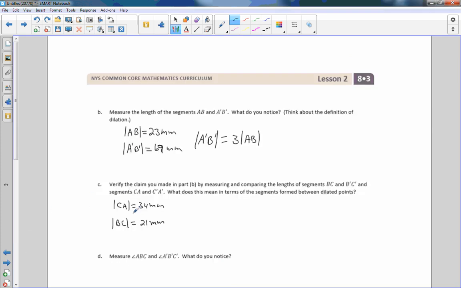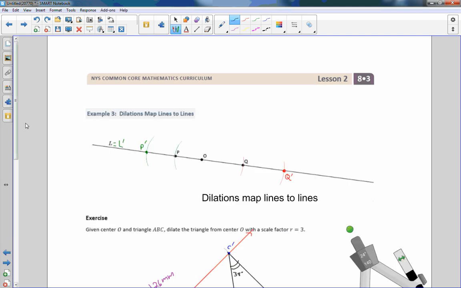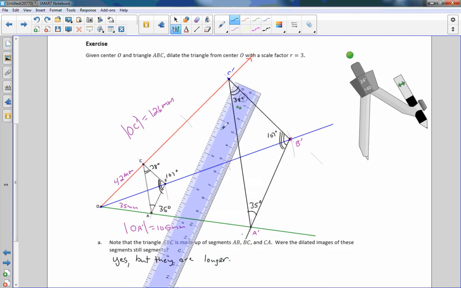Okay, so if we do the same thing for CA and BC, then I should get C prime A prime to be 3 times as long as this, and that should equal 3 times CA, and CA was 34, so 3 times 34 is 102 millimeters, and we will check that. And then finally, C prime B prime should equal 3 times BC, which should equal 3 times 21, or 63 millimeters. So now let's go measure those. We should get 102 and 63, or somewhere close to that.